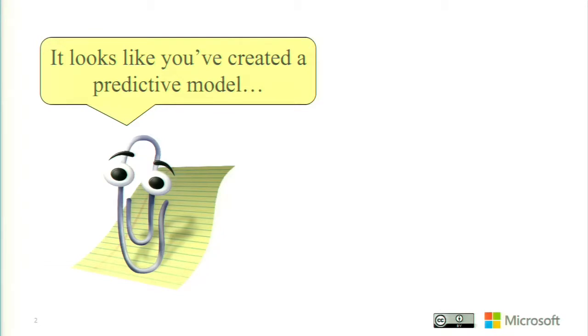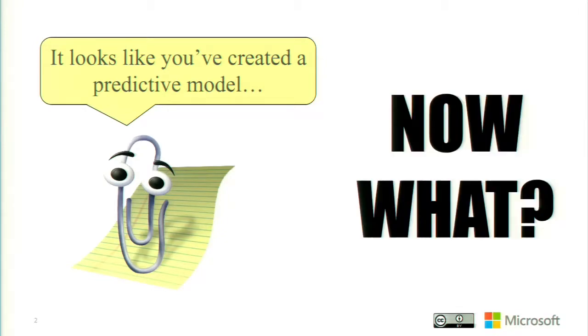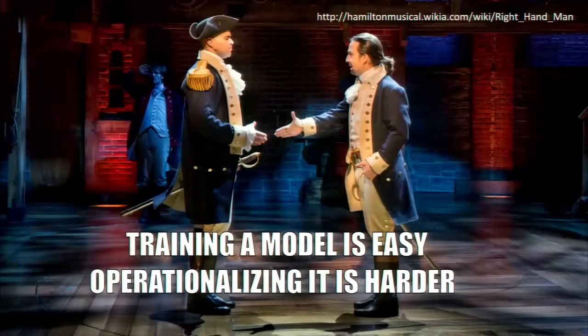So let's assume that you've actually gone through the process of building a predictive model. And Clippy is not coming to Microsoft. This is a joke, just to be clear. The thing that I want to focus on here is not the process of building the model, but once you've actually trained it and got it ready to go, what you do then. Because as General George Washington famously said, training a model is easier, but operationalizing it is harder. One of his lesser known raps, no Hamilton fans here? Okay.